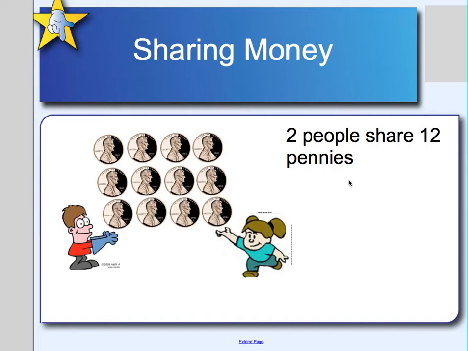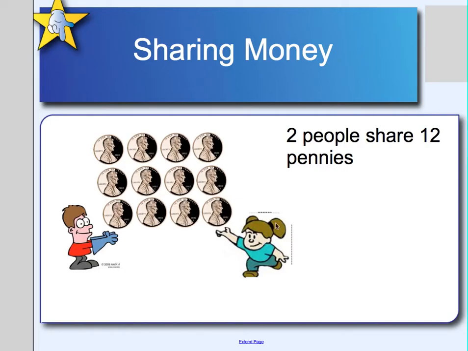In today's math lesson, you can see here on the screen that I have some pennies and a couple of people. What we're going to be talking about today is how you can share money with people and how we can use fractions to figure out how many pennies each person would get.